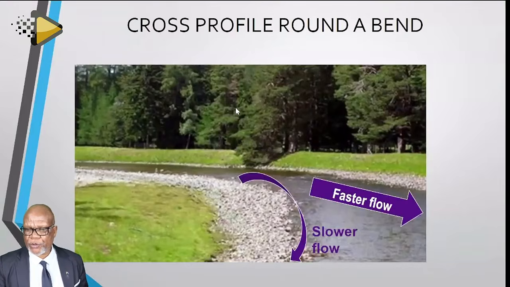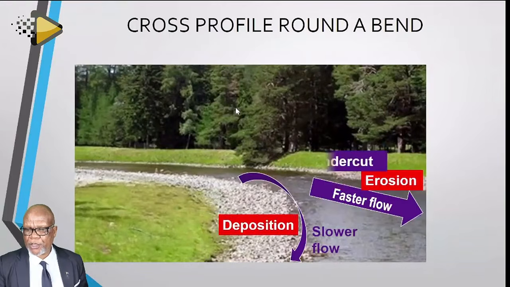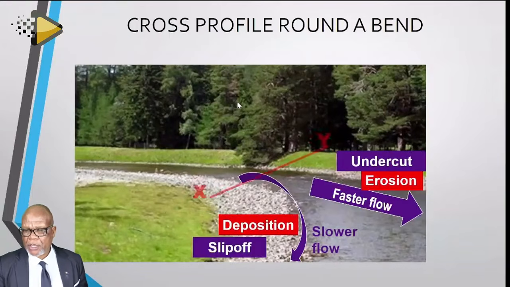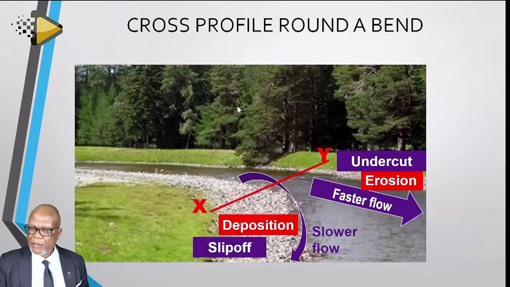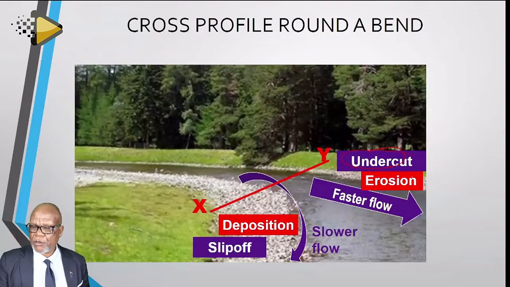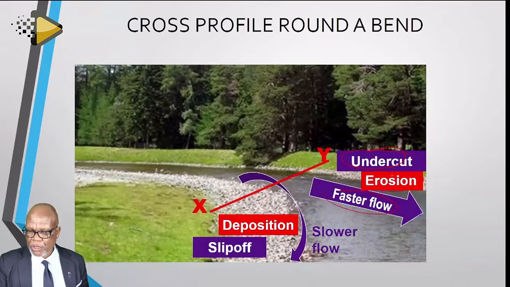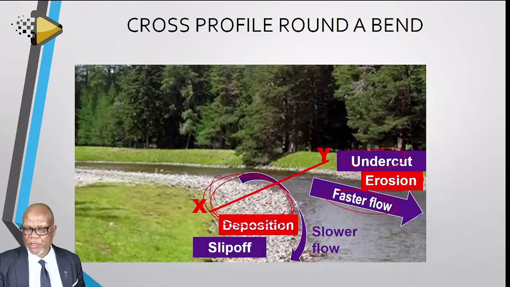Now, this is the cross profile of a meander. In a meander, the outside of the meander is called an undercut slope. The water is flowing faster on the outside, and because of the faster moving water, there's going to be erosion. On the inside, you can see we've got a lot of deposits because the water is flowing slower, so there's a lot of deposition.